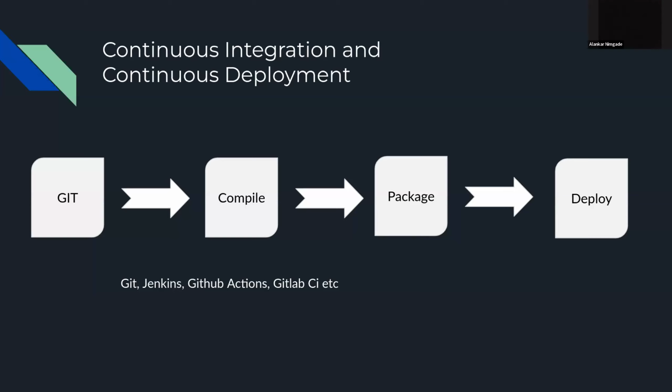So this is a simple pipeline diagram I have given. It starts from your Git repository, and as soon as the code is merged, an automated trigger is pulled that would execute the pipeline. So it will fetch your code from Git, it will compile, it will package, and it will deploy. This is a really simple diagram showing what actually goes on in your CI/CD pipeline.